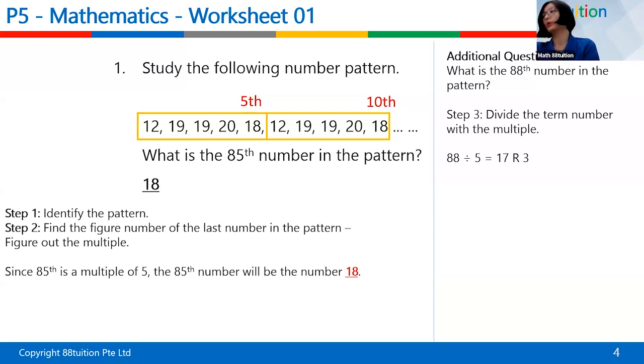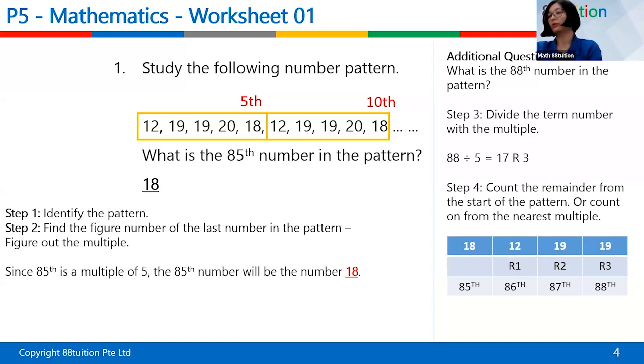This is what we're going to do. We're going to divide the term number, which means the number that you're finding, the 88th. That's a term number. Or sometimes we call figure number. But in this case, it's not a figure, so it's actually called a term number. So we divide by 5. We know that there's 17 groups of 5, and there's remainder of 3. So 2 ways. One way is if you use long division, you can see the remainder. We can just count from there on.